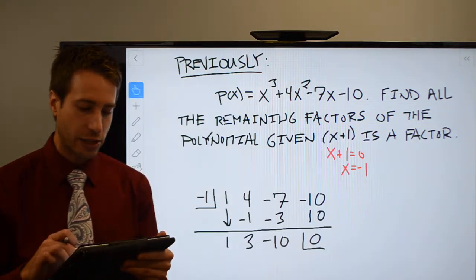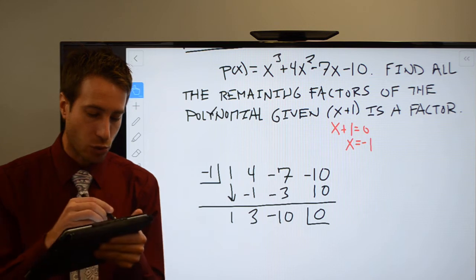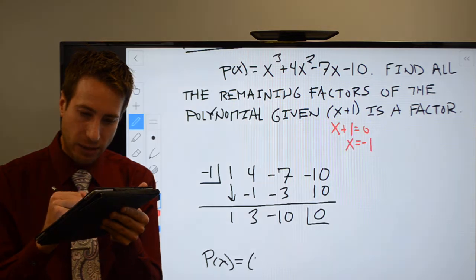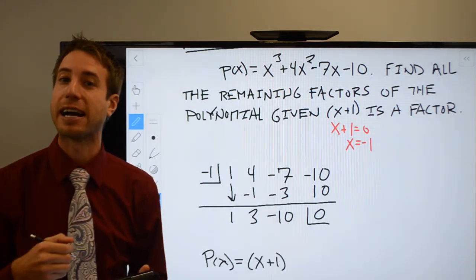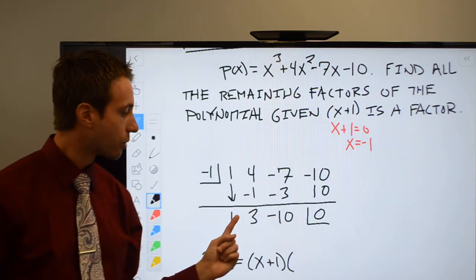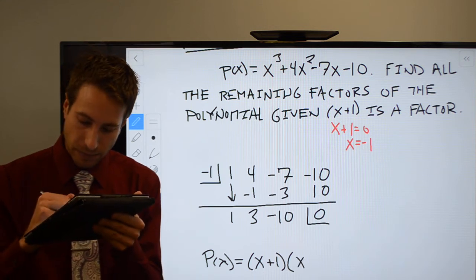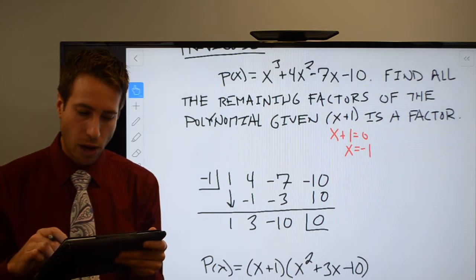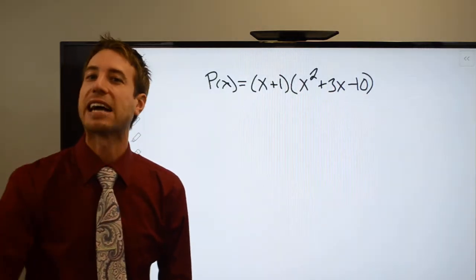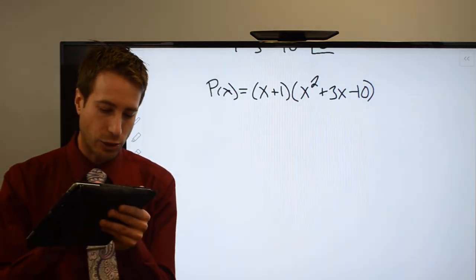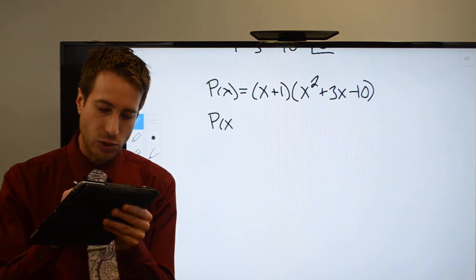So now here's what I can do. I can take that polynomial I was originally given and rewrite it as my two factors: x plus 1, which is the factor I was given, and my reduced polynomial. It was third degree, so this will now be second degree, x squared plus 3x minus 10. Now what we do is use the other factoring methods we've learned in this chapter to see if I can factor that, and it does look like it's going to factor into two binomials, so we'll quickly do that as well.